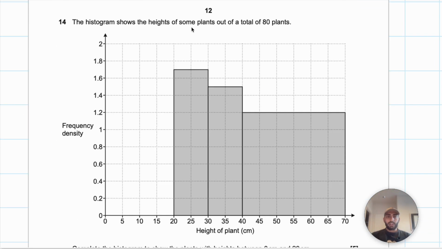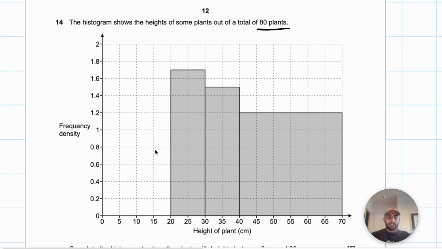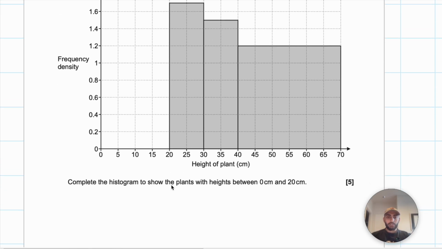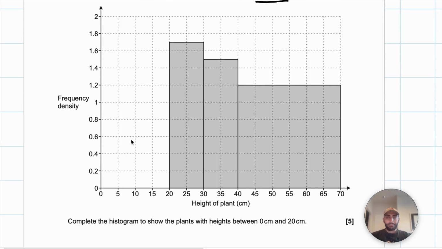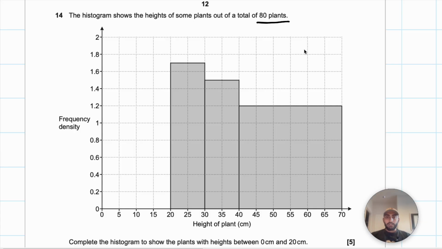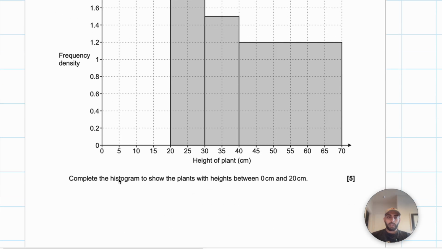Question 14. The histogram shows the heights of some plants out of a total of 80 plants. So we've got part of the histogram that's been filled out. Complete the histogram to show the plants with heights between 0 and 20 centimeters. So this bit between 0 and 20 is empty, so we need to fill this part out. What's the formula that we normally use for histograms? Frequency is equal to the frequency density multiplied by the class width. And that's the formula triangle for it.